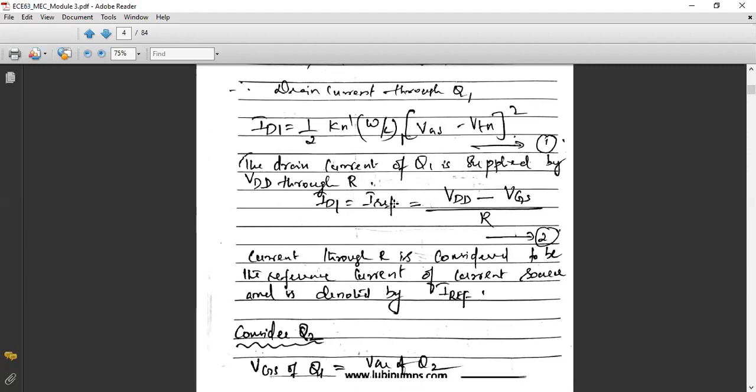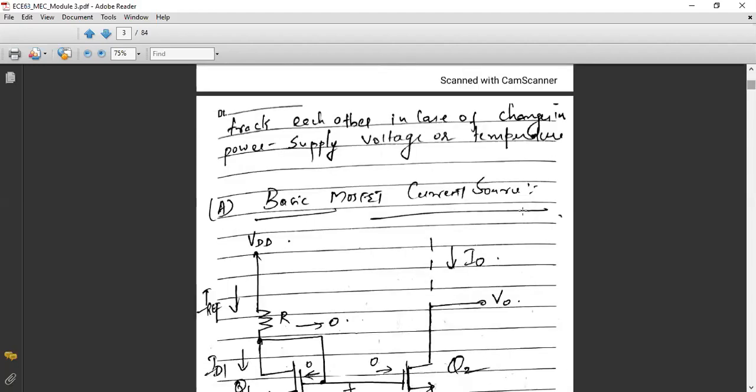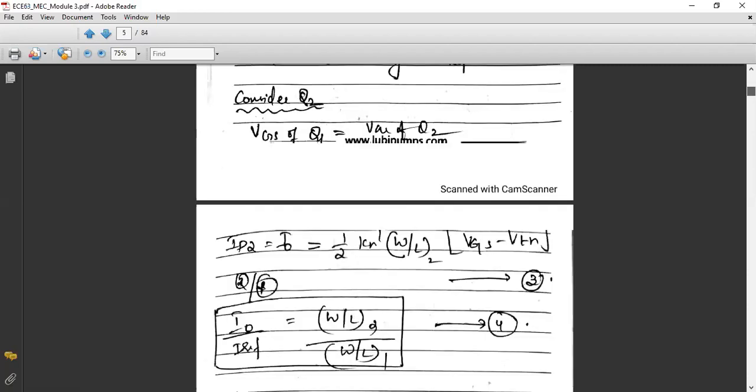So how are we going to fix the reference current through Q1? By taking the proper value of R. Once you fix R, you will get the required reference current, and based upon this reference current only, you are getting I0. How are we going to find I0? Based upon IREF. How are we going to fix IREF? Based upon R. So by taking a desirable value of resistance R, you will get the reference current, and based upon the reference current, you will get the output current, and we are going to calculate the output current now.